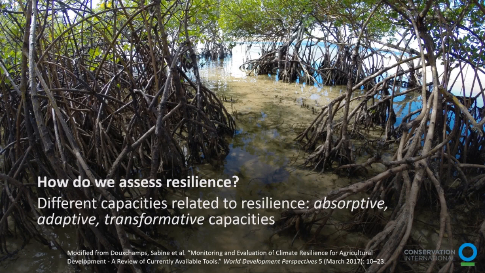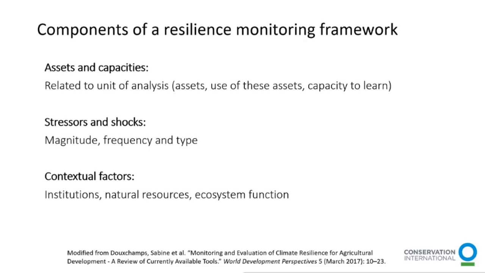So when we think about a resilience monitoring framework, assessing these three different capacities in terms of the unit that we're looking at, whether it be a household, a community. Again, this is going to depend on the project itself, but assessing these three capacities is of importance. Of course, those aren't the only things that we need to consider when we're building a framework to monitor resilience. What else do we need to look at? Well, first of all, I already mentioned, of course, assets and capacities as a key component of a resilience monitoring framework. But there's also, of course, other factors that come into play.